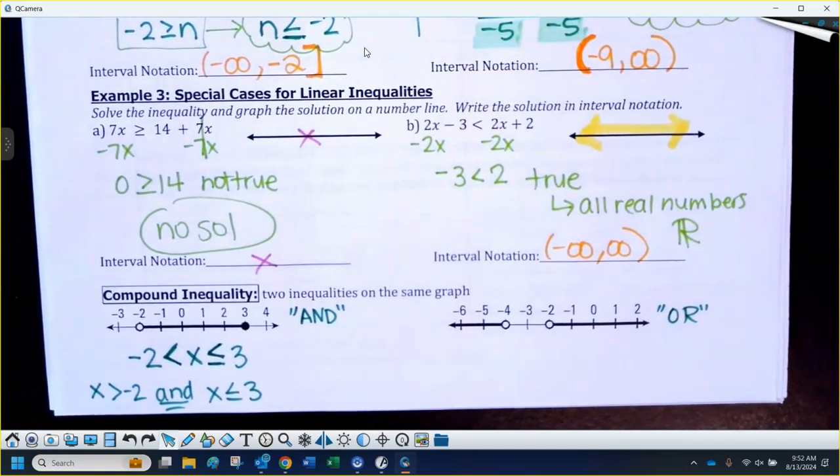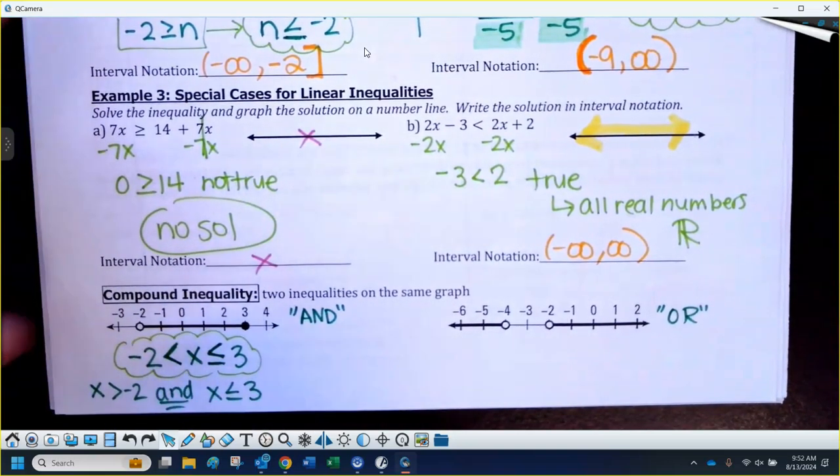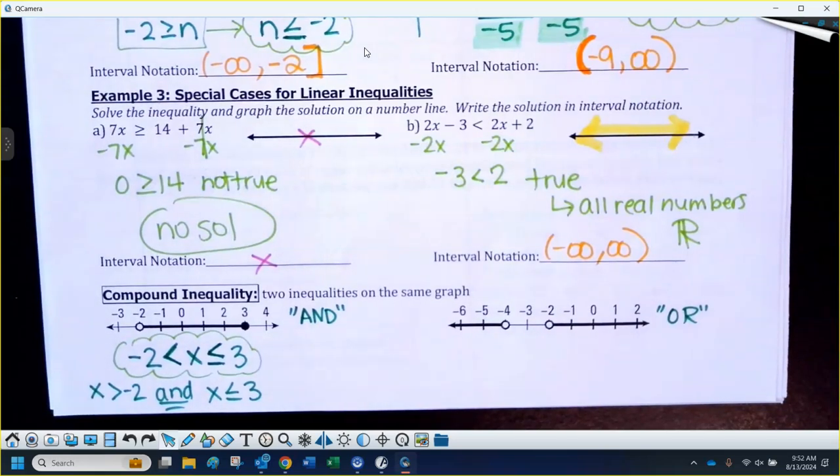So you can write it as two separate inequalities, but I would highly, highly encourage you to write it like this with the X in the middle because it makes it easier to work with. Lower number on the left, bigger number on the right, and then both symbols should point to the left. So again, this is saying X is bigger than -2, but at the same time less than or equal to 3.